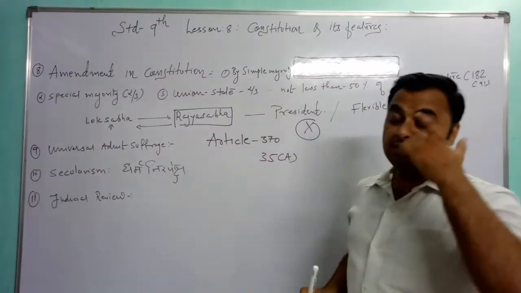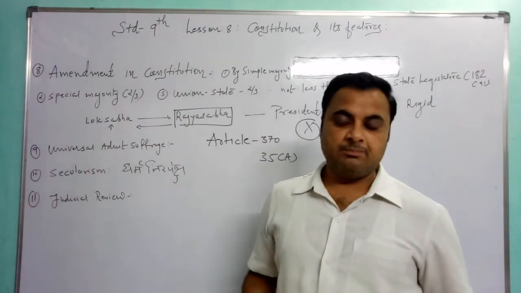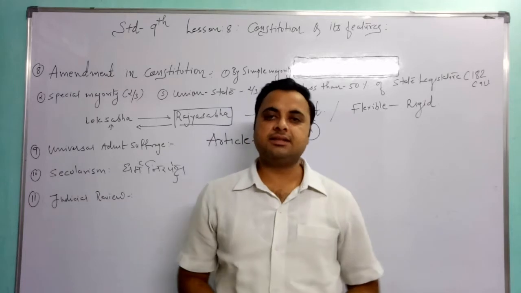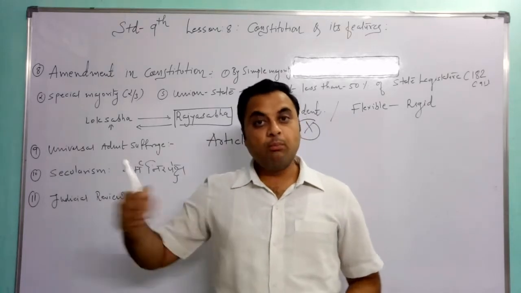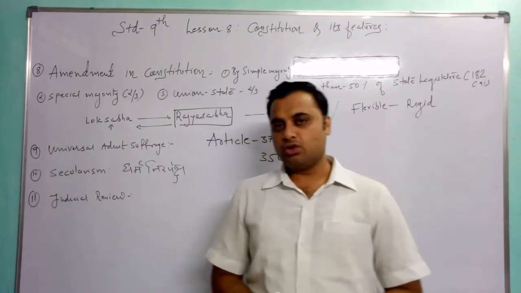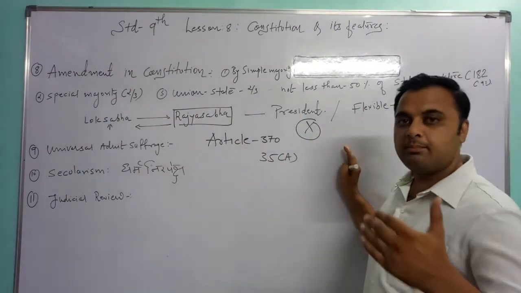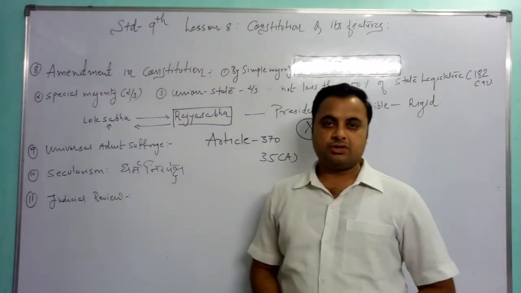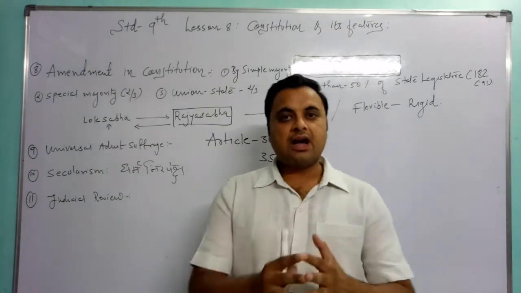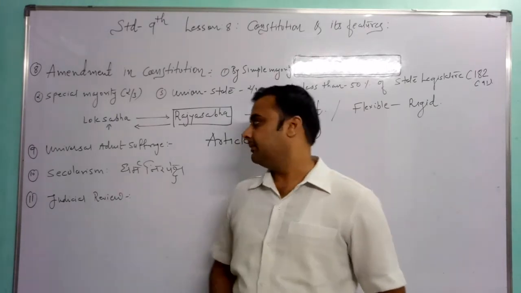हमारे कॉन्स्टिट्यूशन में अभी तक 100 से भी ज्यादा अमेंडमेंट्स हो चुके हैं, और अमेंडमेंट हम कर सकते हैं according to Article number 368. So more than 100 amendments have already been done in our constitution. So this is the procedure regarding the amendment procedure in our constitution. If you have any doubt in this topic, you can comment or ask me the question on my personal number, and also in the YouTube comments.